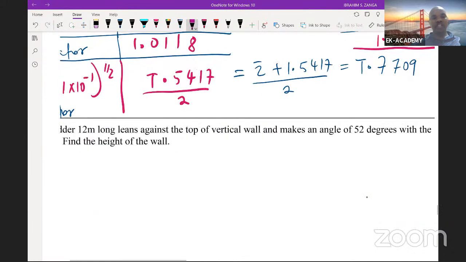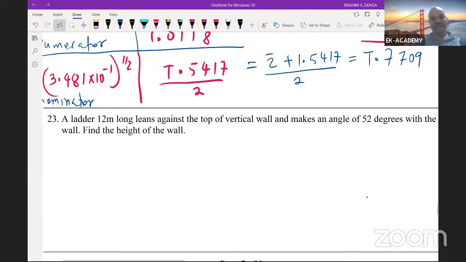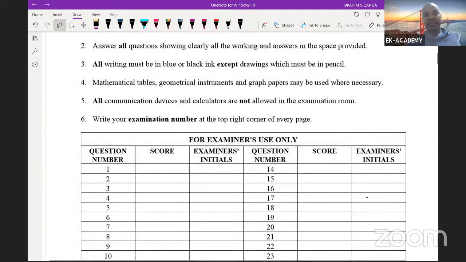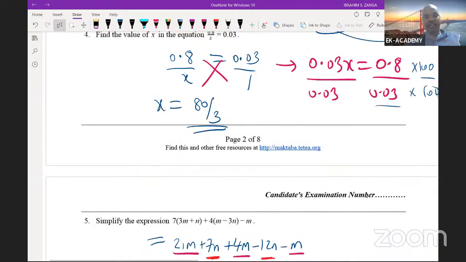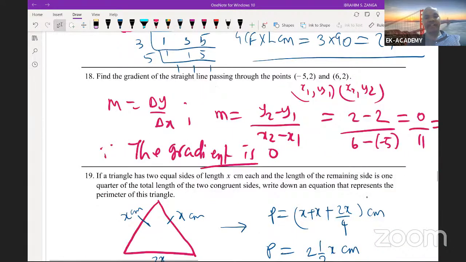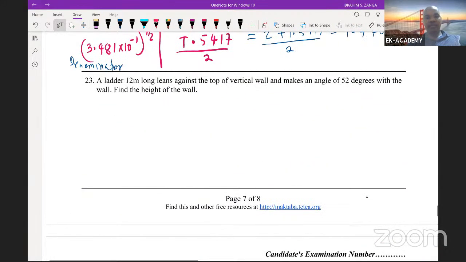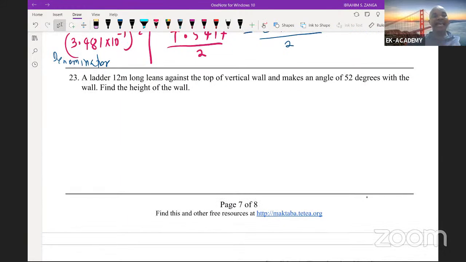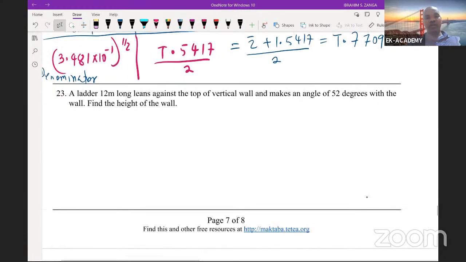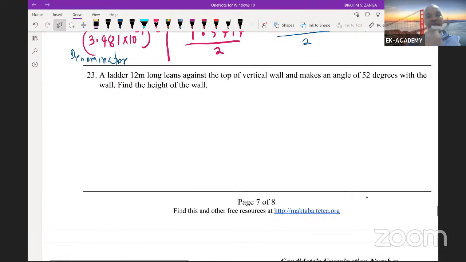We continue with question number 23. A ladder 12 meters long leans against the top of a vertical wall and makes an angle of 50 degrees with the wall. Find the height of the wall.